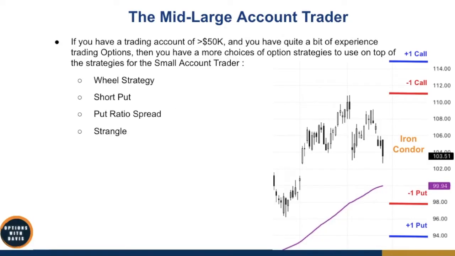Now, last but not least is the strangle. If you recall, in the small account trader slides, I share with you the strategy of the iron condor. The iron condor basically is the two credit spreads put together, the bull put spread and the bear call spread. Now the strangle is very similar to the iron condor, except it does not have the protection of the long option. So in this case, you have just two short options, pure theta decay.